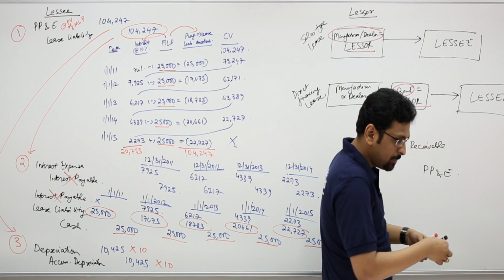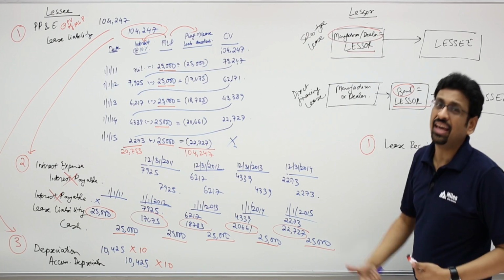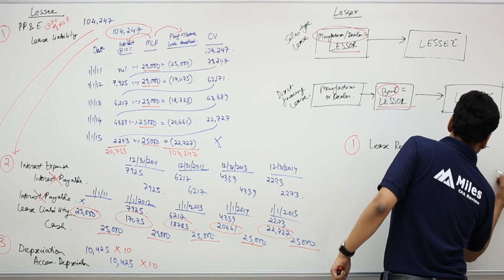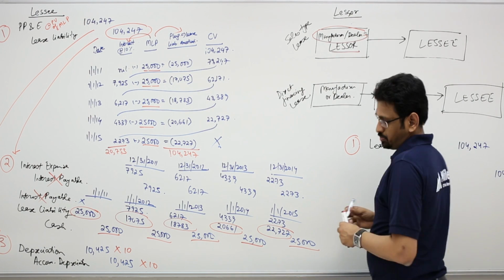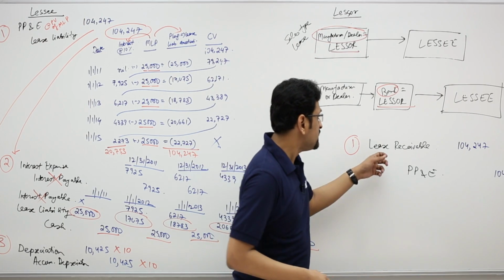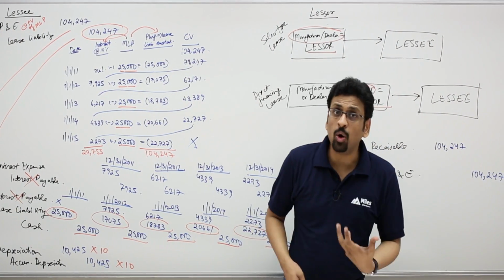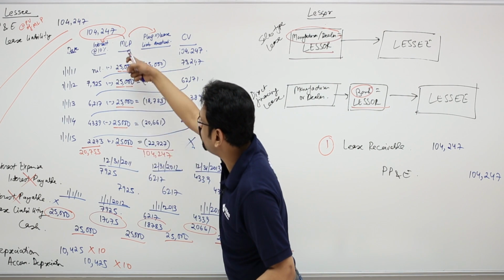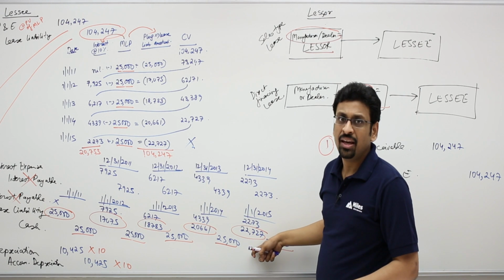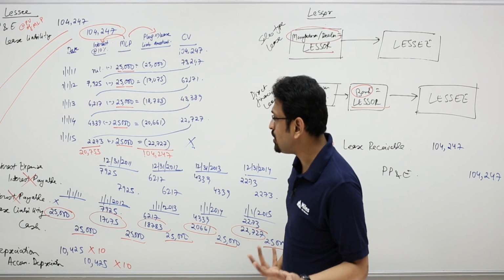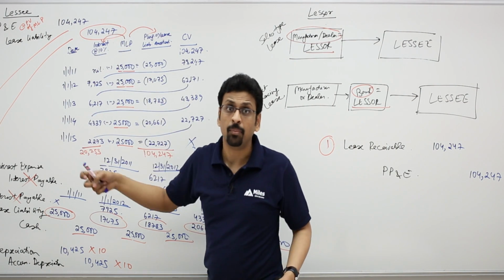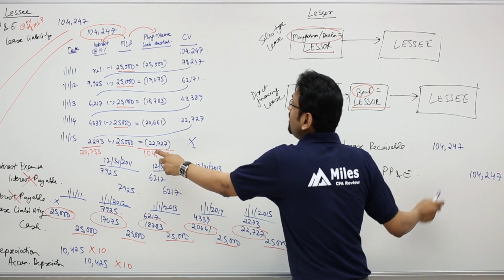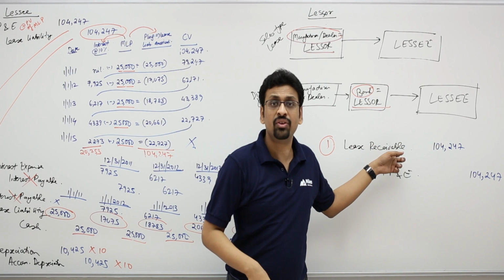And this is the same number. Let's say we've used 10% as a discount rate. If 10% is also the lessor's rate, then you'll have the same number, 104,247. This is the net number, but the actual amount of lease receivable, the gross lease receivable, is 25,000 into 5. The lease payments being made by the lessee are $125,000, of which 20,753 is going to be interest income. It's an expense for the lessee, it will be an income for the lessor. And the remaining 104,247 would be the lease liability here and the lease receivable here.